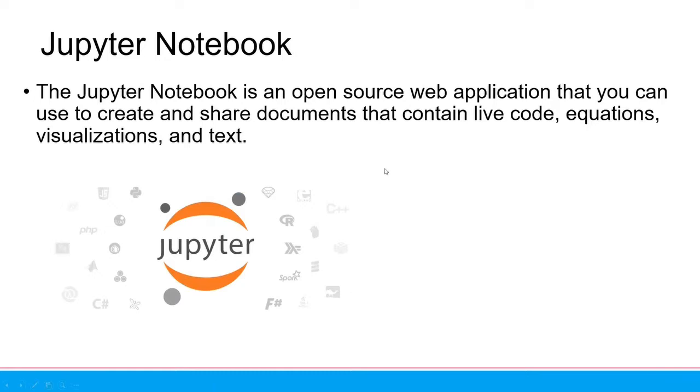So the Jupyter Notebook is an open source web application that you can use to create and share documents. And actually it is live code. So if you know how to develop the server, you can share your code with other people. And also we can create equations, we can create visualizations, and then we can create text.